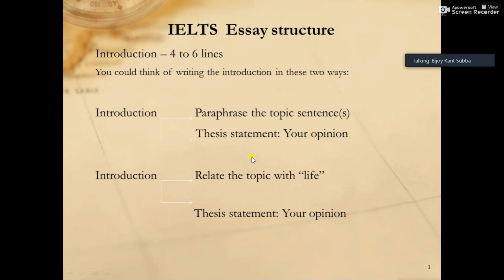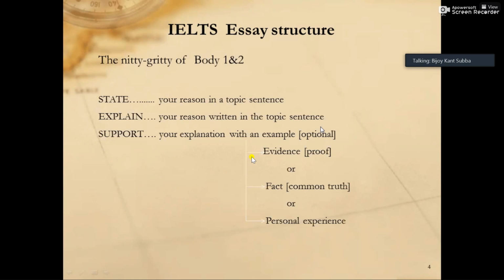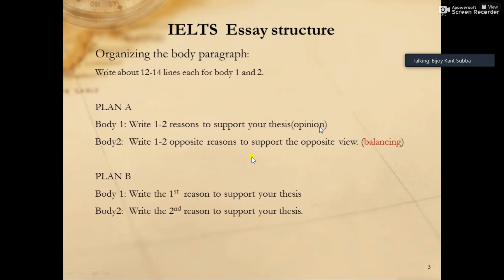All right. Now, next we come to the body paragraph. In the body paragraph, what we do is we write two reasons in order to support your thesis, assuming that in the thesis, let's assume that you agree. So why you agree? You write two reasons why nuclear weapons technology is good. Then you write two opposite reasons why it's bad, why there are disadvantages. This is a better way to write.